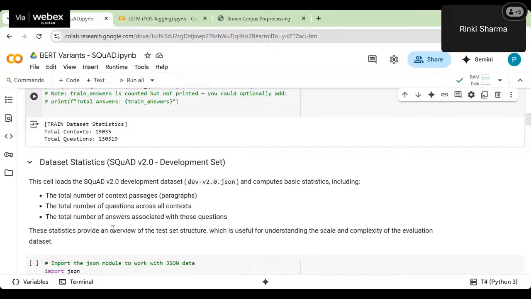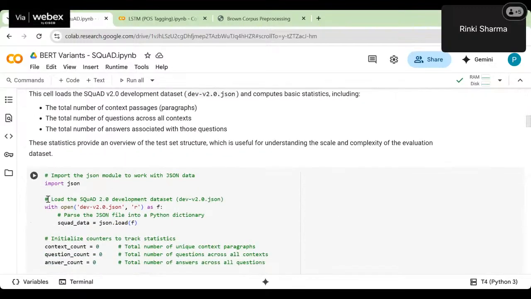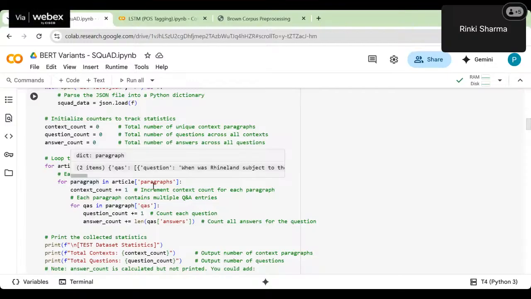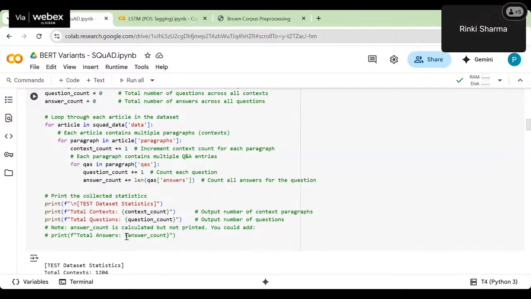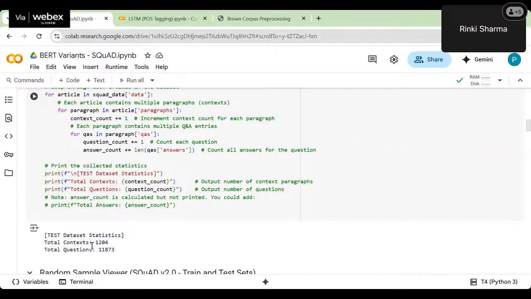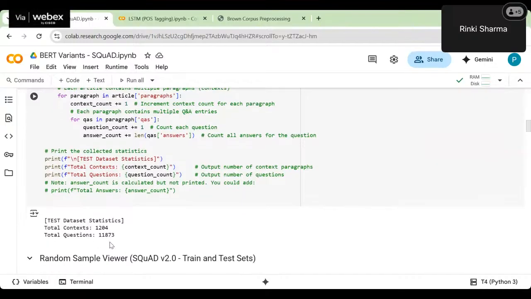Similarly, we print the size of our test dataset. Here we load our test data file. We start the answer count with 0, context count, and iteratively we add 1 to each until the dataset finishes. This is how the output of our testing data looks. The test data contains 1,204 contexts in total, and a total of 11,873 questions from these contexts.